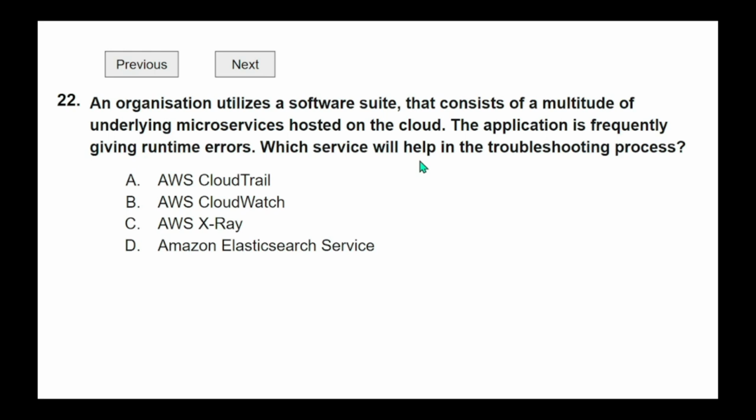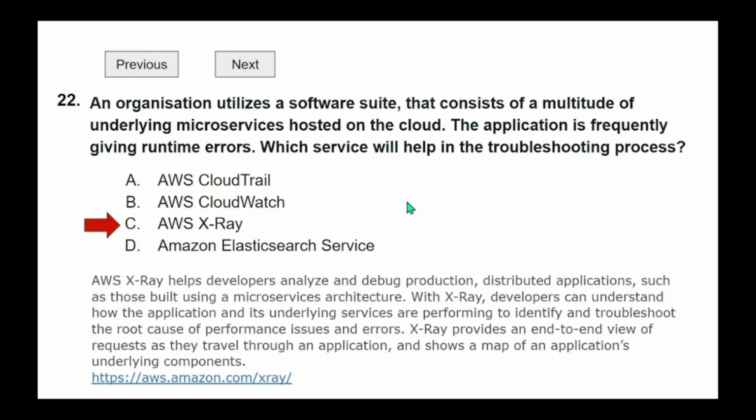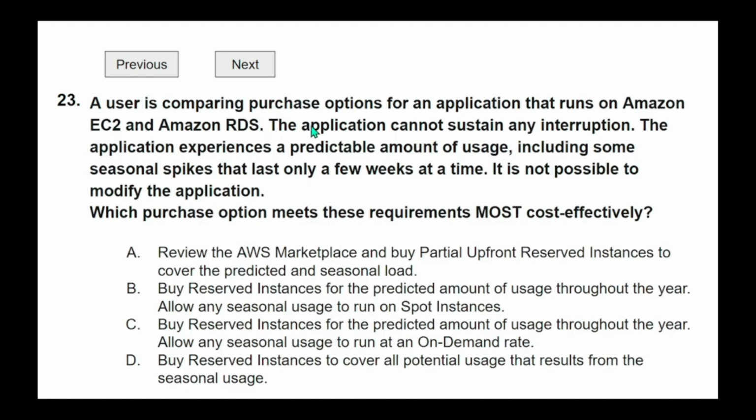Is it AWS X-Ray? Helps developers analyze and debug production distributed applications such as those built using microservices architecture. With X-Ray, developers can understand how the application and its underlying services are performing to identify and troubleshoot the root cause of performance issues and errors. X-Ray provides an end-to-end view of requests as they travel through an application and shows a map of an application's underlying components. Question 23. A user is comparing purchase options for an application that runs on Amazon EC2 and Amazon RDS.